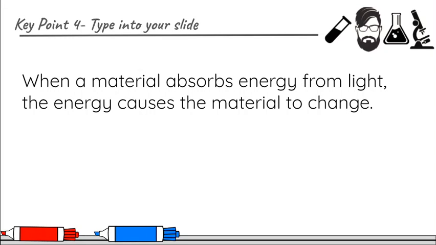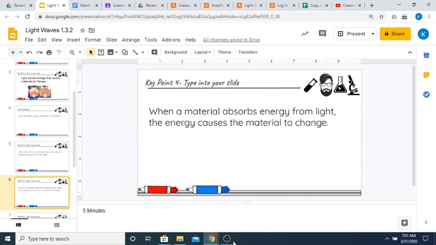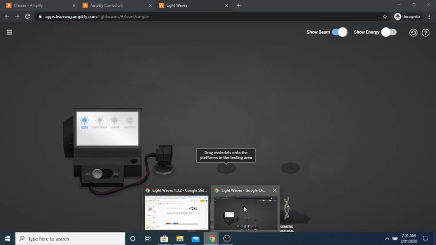Key point number 4, type this down. When a material absorbs energy from light, the energy causes the material to change, right? So when an object, it could be a person, it could be a thing, absorbs the energy from light, it doesn't keep the object the way it is a lot of the time. A lot of the time it causes that object to change once the energy gets absorbed inside of that matter. Let's look at the simulator right now to demonstrate this point.